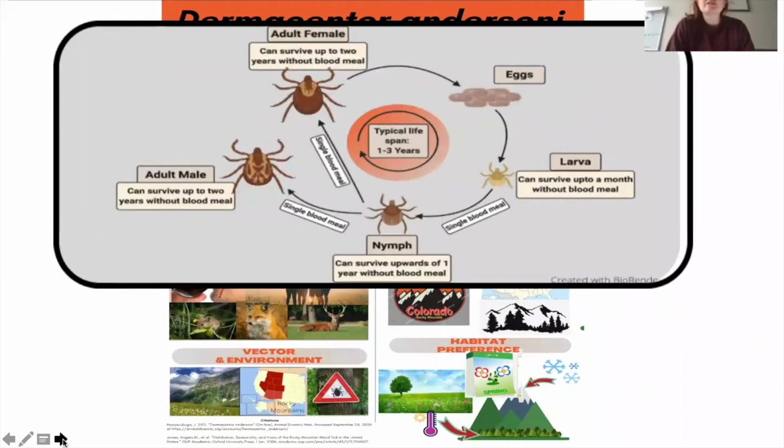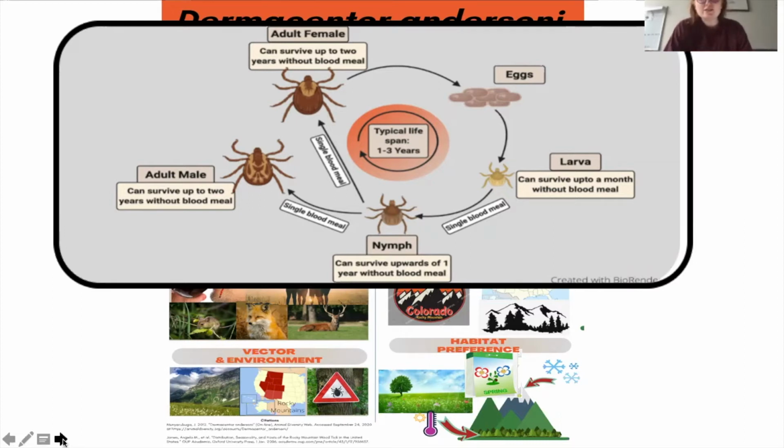Okay, so as Jordan said, we are focusing today on the Dermacentor andersoni tick, which is also commonly called the Rocky Mountain wood tick. This is the life cycle of this tick. It follows the typical life cycle of a hard tick. It starts out as an egg and then proceeds to a larval, nymph, and adult stage. Once the eggs hatch, the larva is going to be the smallest form of the tick, and then it takes a single blood meal, passes on to the nymphal stage, takes a single blood meal, and passes on to either the adult male or adult female stage.